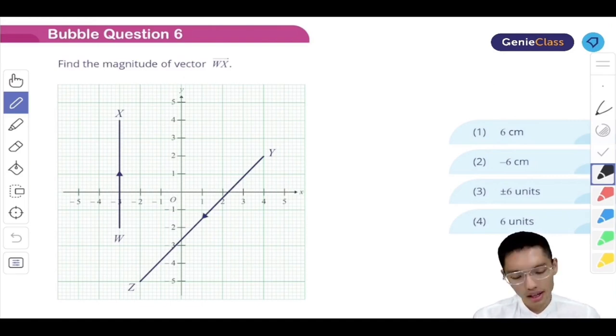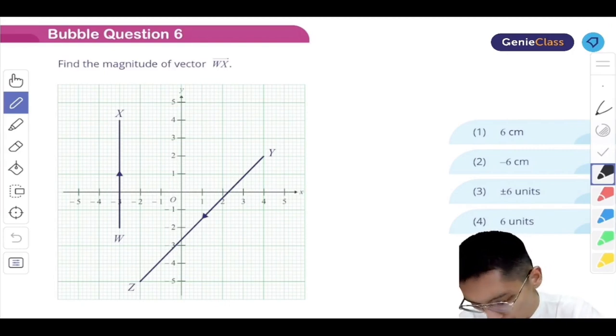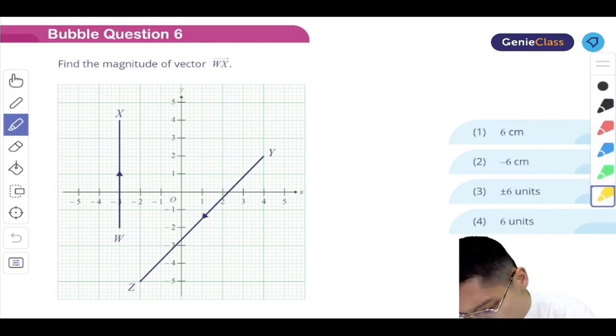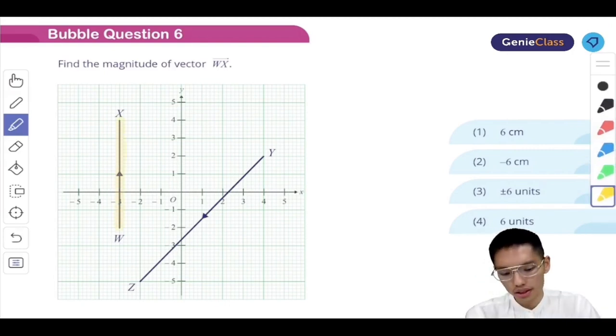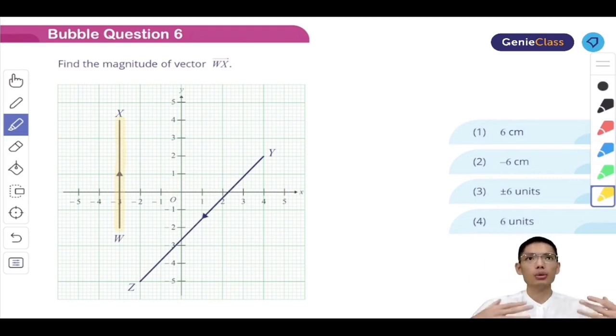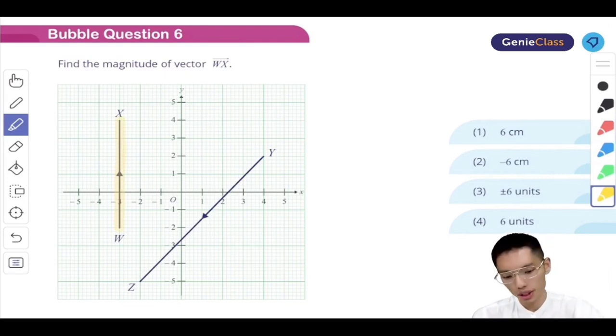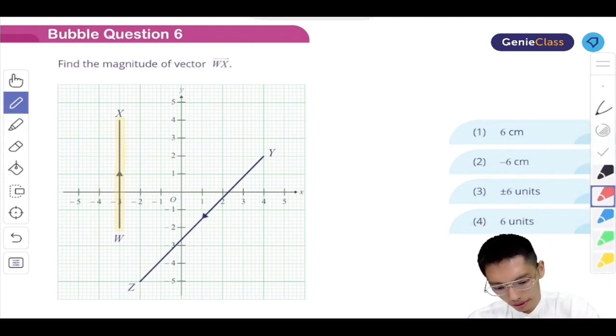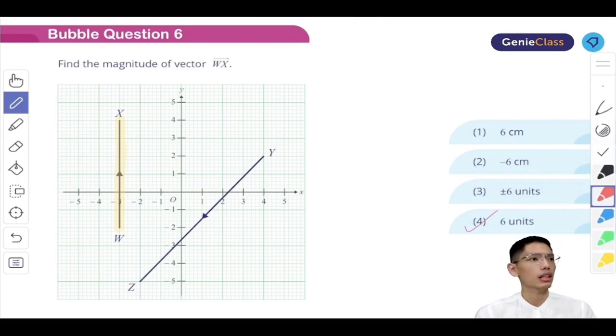Very good, it seems like everyone is doing well. I'll just wait for a few more seconds. Perfect, you guys are doing so well. So again, I'm looking at Wx. It's just 6 units. Again, there are no negative units. And take note, the question will say cm, but in terms of graphs, we always mention them as units unless otherwise stated. I'll just wait for the bubble to end before I move on to the next one. Very nice.